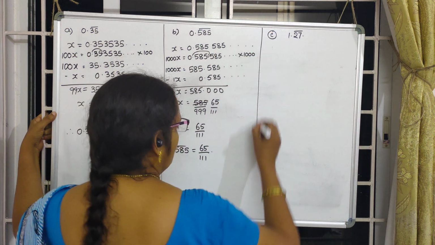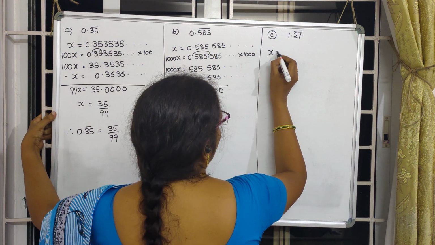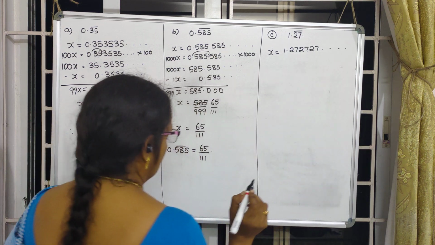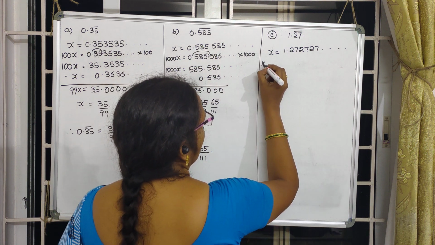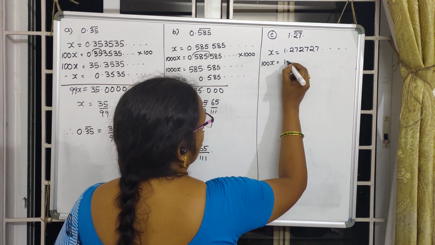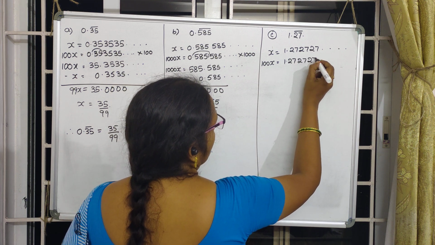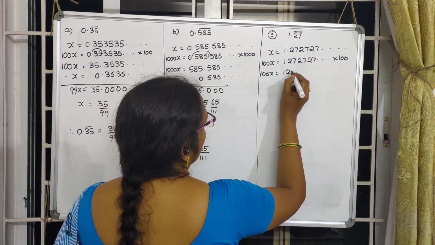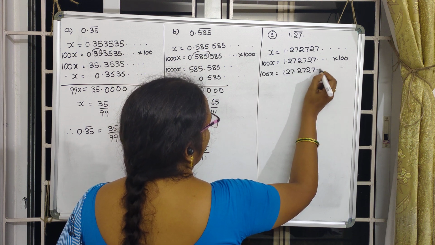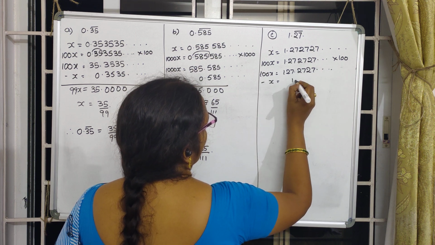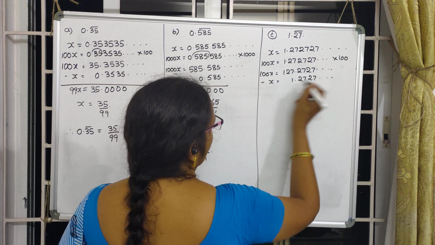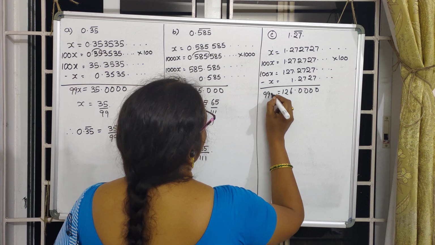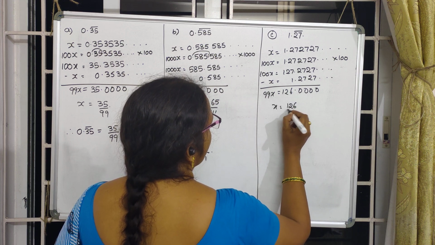Clear? In the same manner, you see one more example. x equal to 1.272727 and so on. There are 2 decimal places, so I am multiplying with 100. 100x is equal to 1.272727 and so on multiplied by 100. 100x equal to 127.2727 and so on. From that you take away x, 1.2727 and so on. 0, 0, 0, 0, 126 equal to 99x. x equal to 126 upon 99.